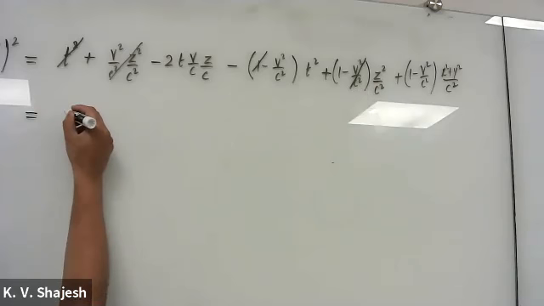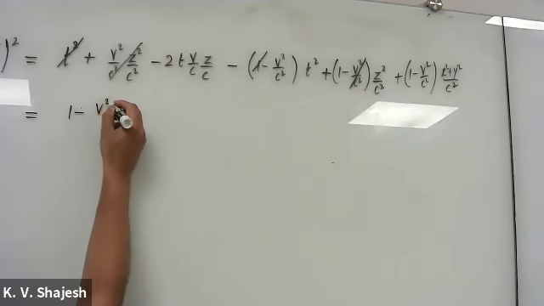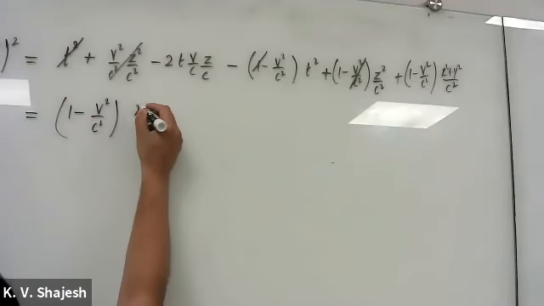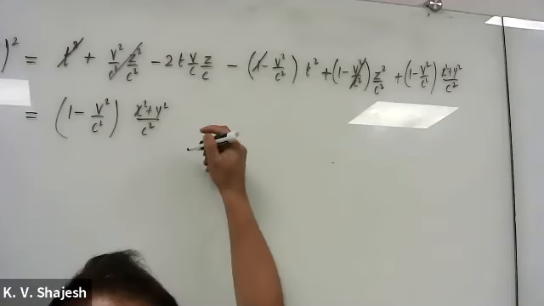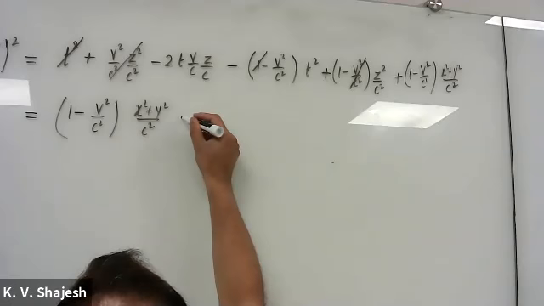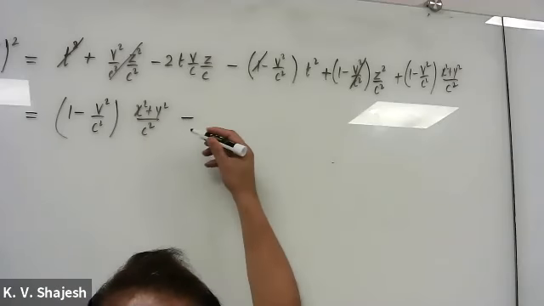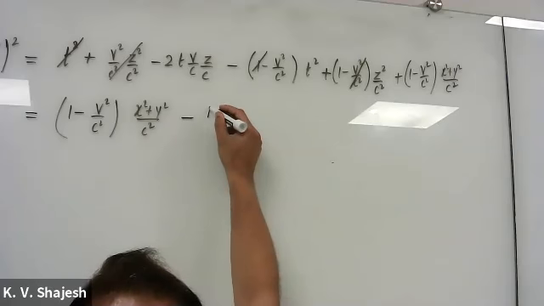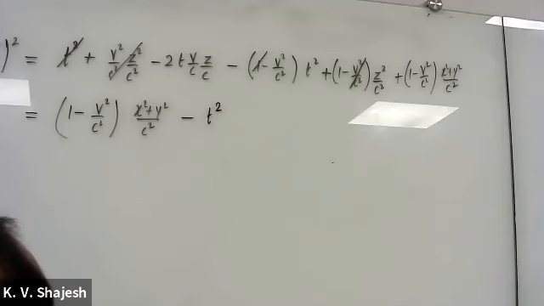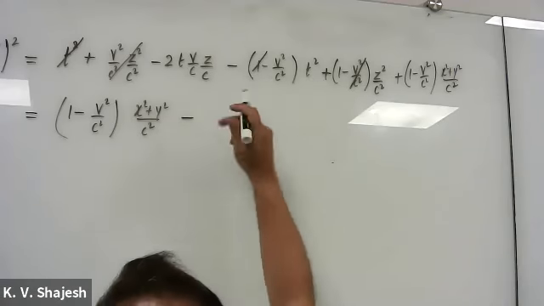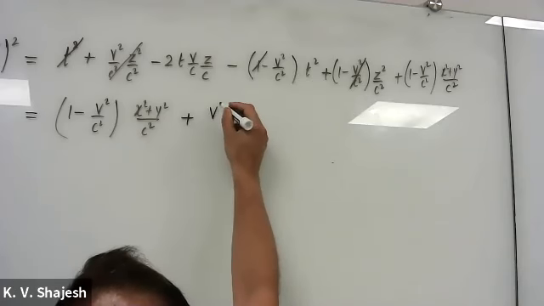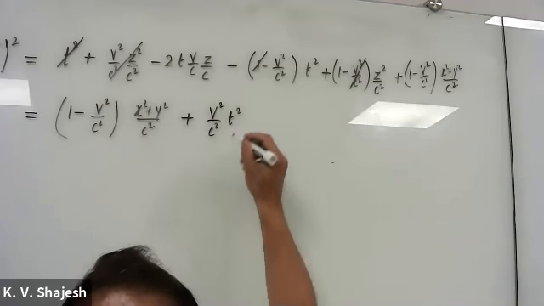So this is 1 minus v squared over c squared times x squared plus y squared over c squared. And whatever is remaining, let me collect them together. So that's minus t squared. No, not minus t squared, right? Plus v squared over this one. So plus v squared over c squared times t squared.